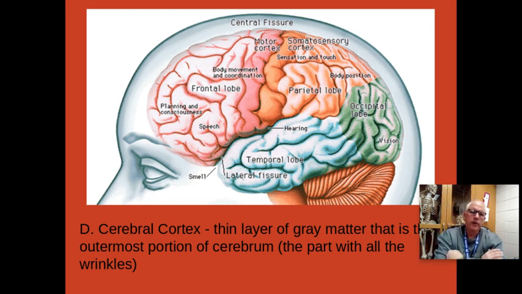Okay, you're going to see an interesting diagram up here on the screen. And this is why I've separated notes into two parts, because there is so much going on in the cerebrum that I had to do a part two of notes because it'd just be way too much information. We call this the cerebral cortex. It's the thin layer of gray matter that's the outermost portion of the cerebrum, the part with all the wrinkles, the gyrus. That's something you had to find on the brain.